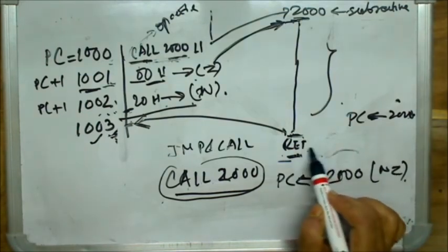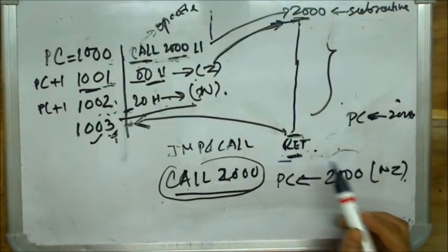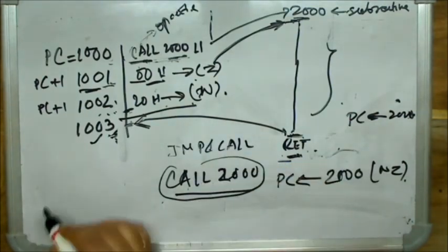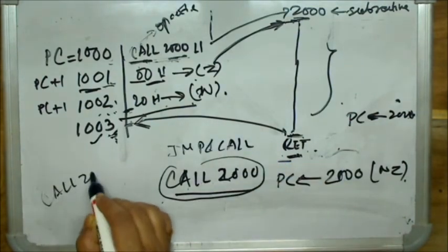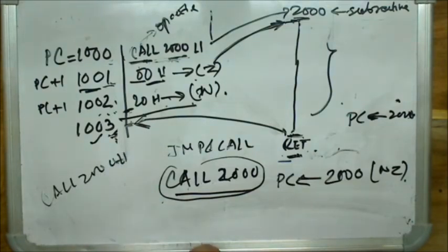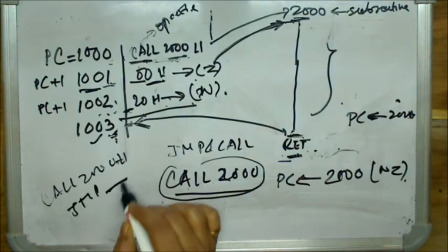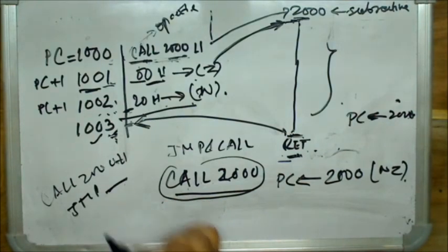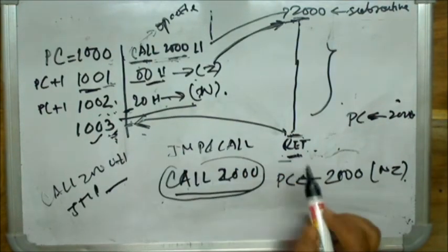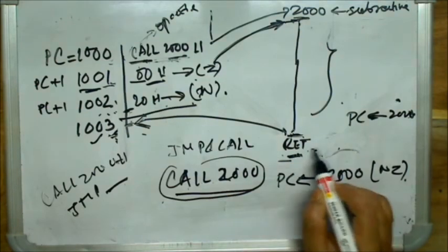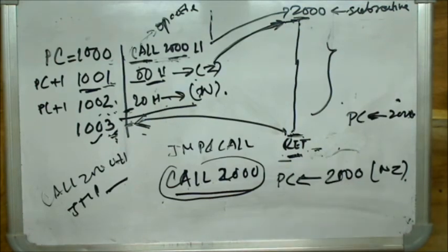So you are not writing the return address, right? When you write call, you write call 2000H, so you know where you have to go. Even in jump, you write the address next to it. But in return, you are just telling the processor to go back. You are not writing the address where to go back.